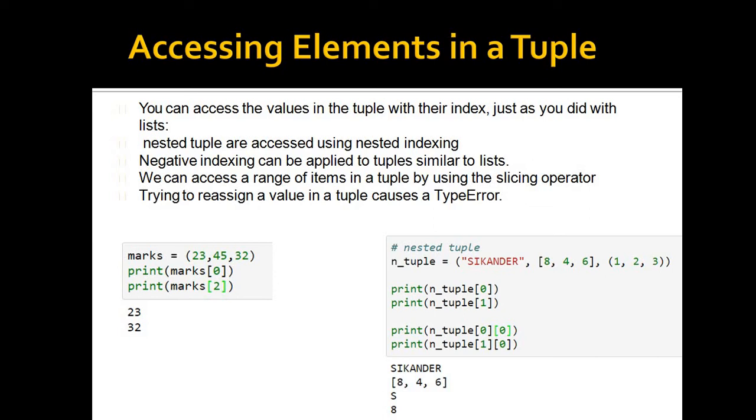Trying to reassign a value in a tuple causes a type error. As we cannot change the values of a tuple, it will give an error. There's an example: marks with some values, then at index 0 the value 23 is printed, and at index 2 the value 32 is printed. It is an example of a nested tuple. With the help of this indexing you can get access to these elements, and this represents index 0, this represents 1, and this represents 2. So here is the output of this example.